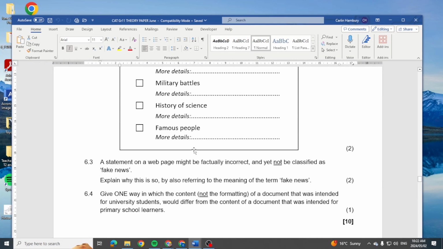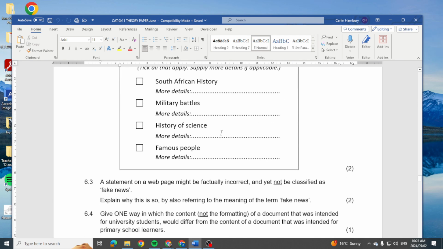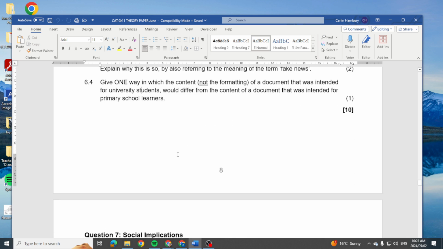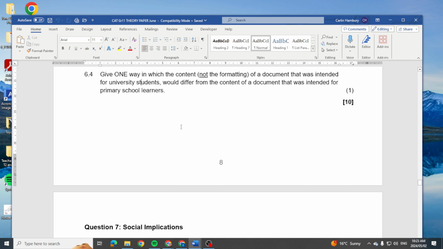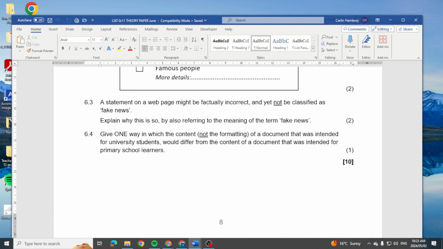Right? They might bring in screenshots like this. Ask you, give 2 reasons why the following, which appears in a questionnaire, would most likely result in a poor quality of information. Right? This is where you give your own input. Fake news. One way in which the content of a document that is intended for university students would differ from the content that's intended for primary school learners. Okay, sometimes in this section there's a lot of common sense, just general common sense involved there.